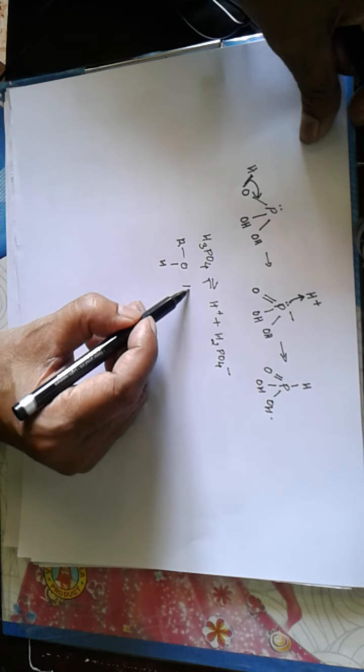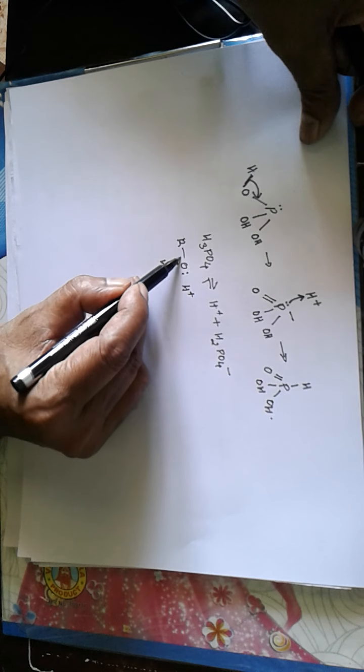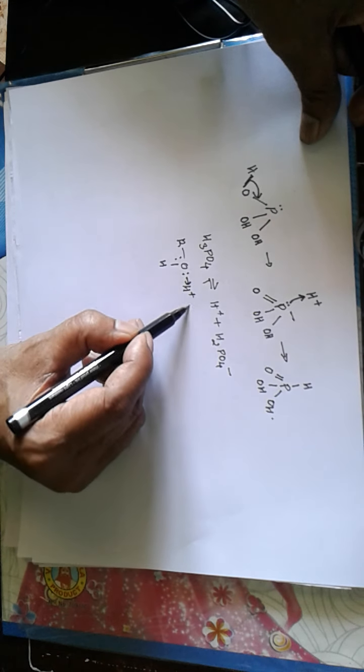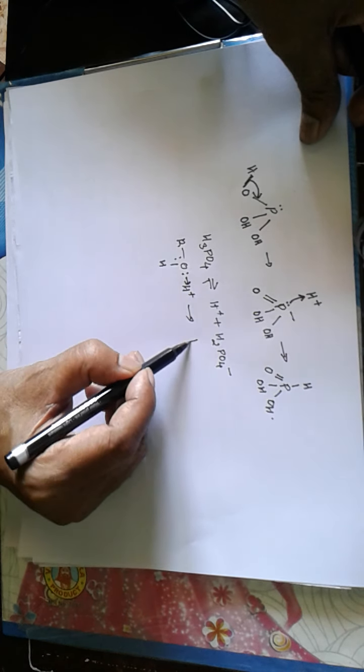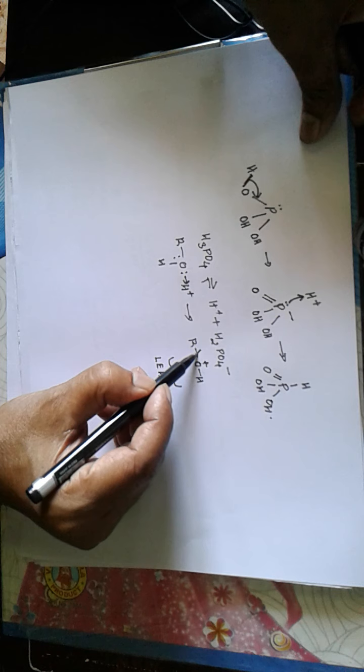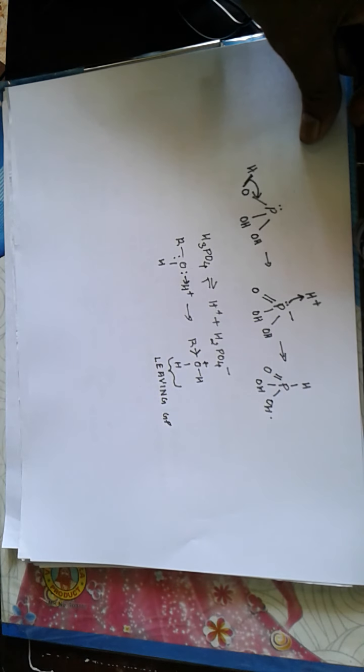will get connected to H positive using the lone pair over oxygen, and we get ROH2 positive. Now this OH2 part, positive part, is the leaving group. Now it is a good leaving group because oxygen is possessing a positive charge, so it will strongly pull the electron pair towards itself from the RO bond.